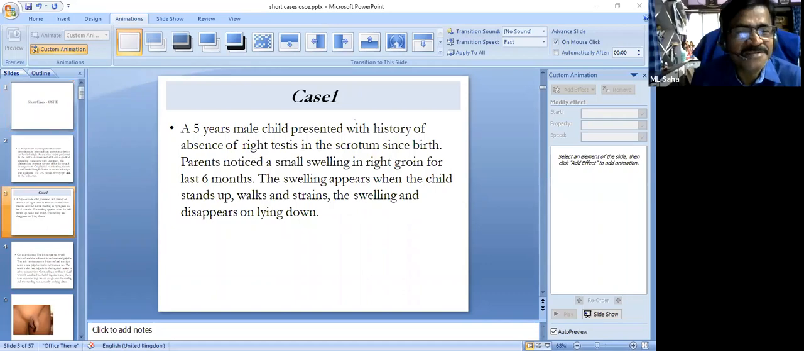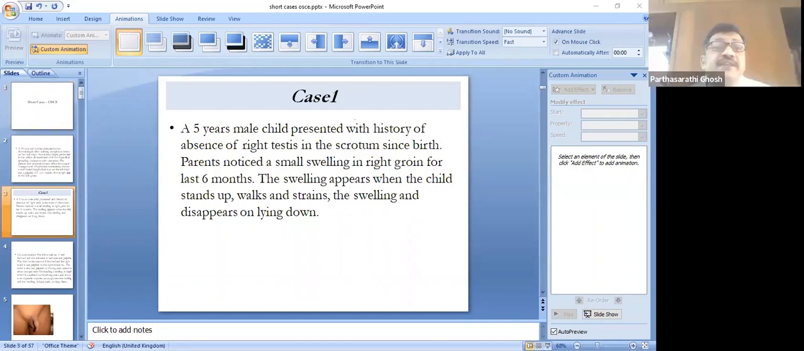A 5-year male child presented with a history of absence of right testis in the scrotum since birth. Parents noticed a small swelling in the right groin for the last 6 months. The swelling appears when the child stands up, walks, or strains, and disappears only on lying down. On examination, the left scrotal sac is well formed and the left testis is well seen and palpable.